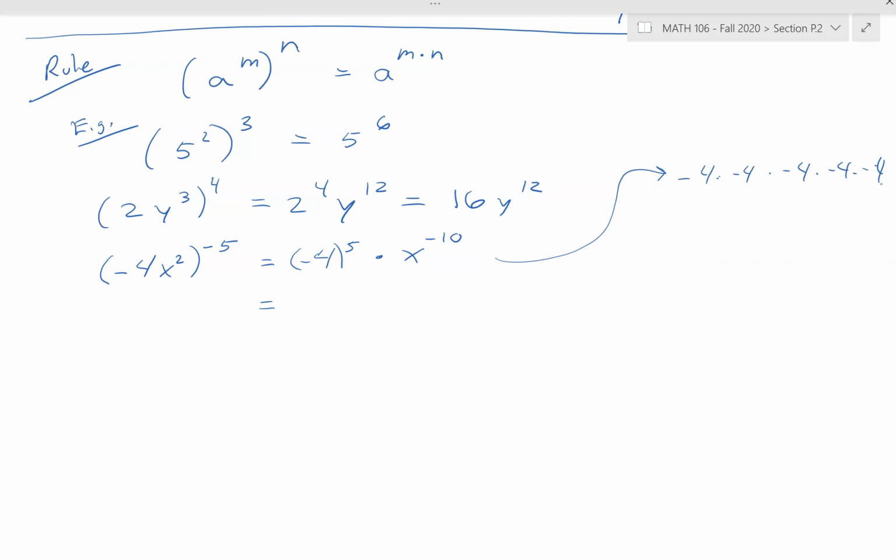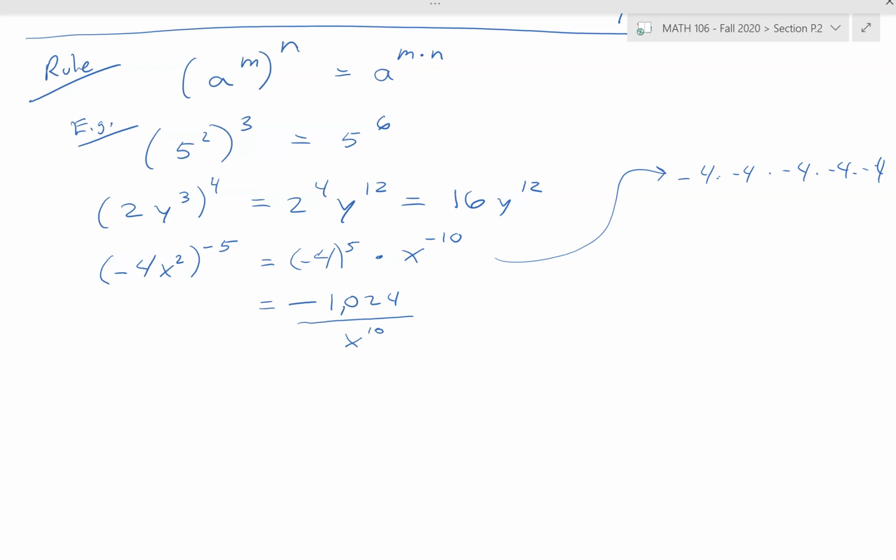So here's what I'm going to have in front here. It's going to be negative 1024. And then it's x to the negative 10. So what happens to that x to the negative 10? I got to get rid of it. Where does it go? That's a comma right there, by the way. Then the x to the negative 10 just becomes an x to the positive 10 in the denominator. Okay? So watch those negative signs.